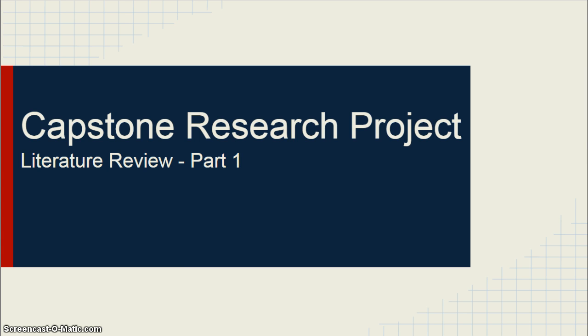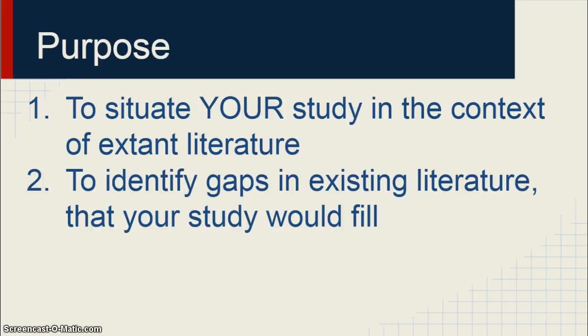In these overview videos, I'm just going to provide some basic information to help you approach your literature review for the capstone research project. To begin, the purpose of a literature review is to situate your study in the context of the extant literature. This means that based on the literature that you find related to your topic, you're using that to help the reader understand what your study is all about and basically to provide a roadmap for what you're going to be addressing through your study.